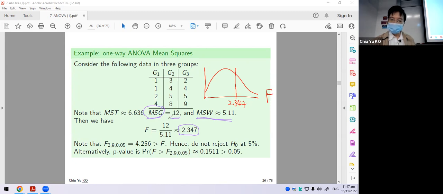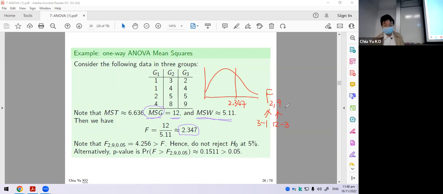Degree of freedom is the number of groups minus 1. 3 minus 1 is 2. Okay, this is 3 minus 1. And this is N minus C here. N is 12, C is 3, so it's 9. Okay, 2, 9.